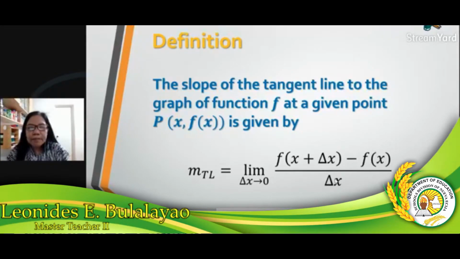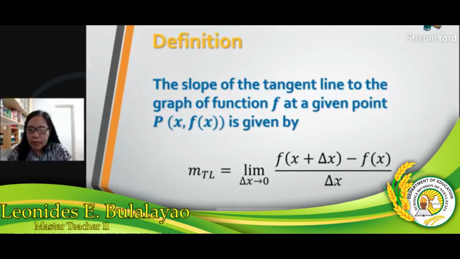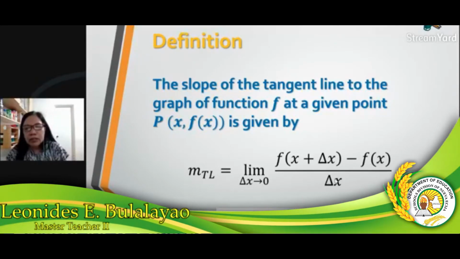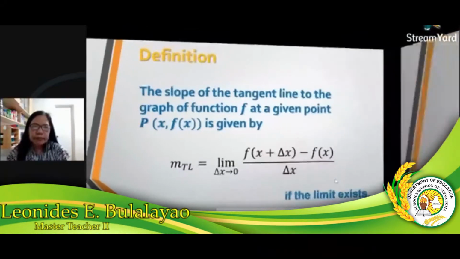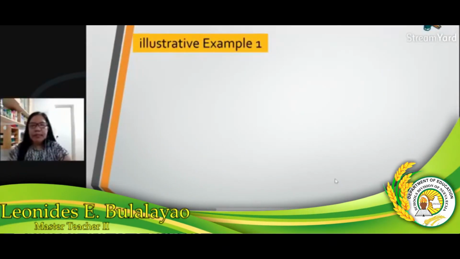Provided that there is a condition here: if the limit exists. So if the limit does not exist, maybe the function at that point is discontinuous. So again, the condition is if the limit exists. So let's take an illustrative example.